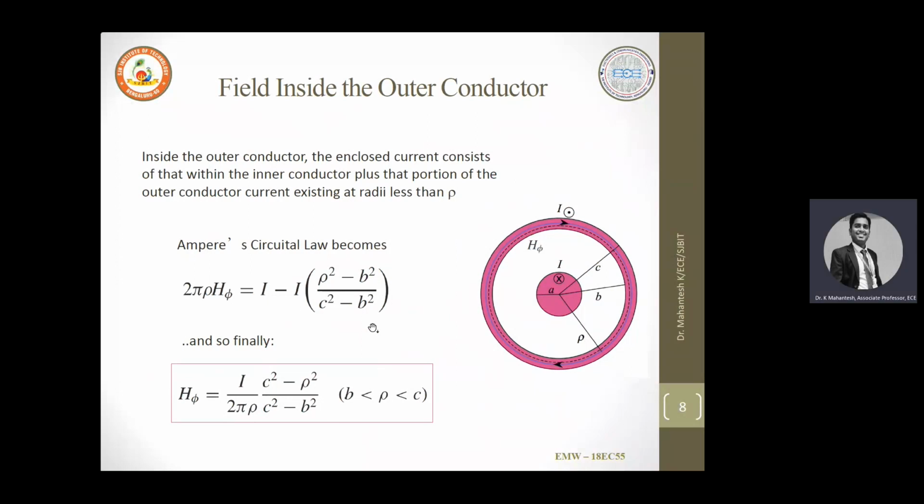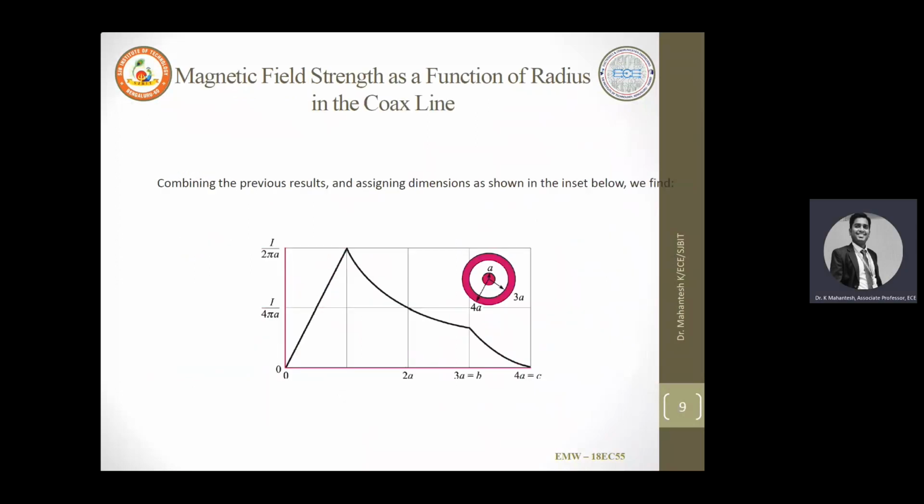Now, if we try to plot the magnetic field strength as a function of radius in the coaxial line, you could see there is a steep increase in magnetic field up to I by 2 pi a, and then it slowly decreases when rho is between b and c, and when rho is greater than c, the magnetic field intensity is 0.